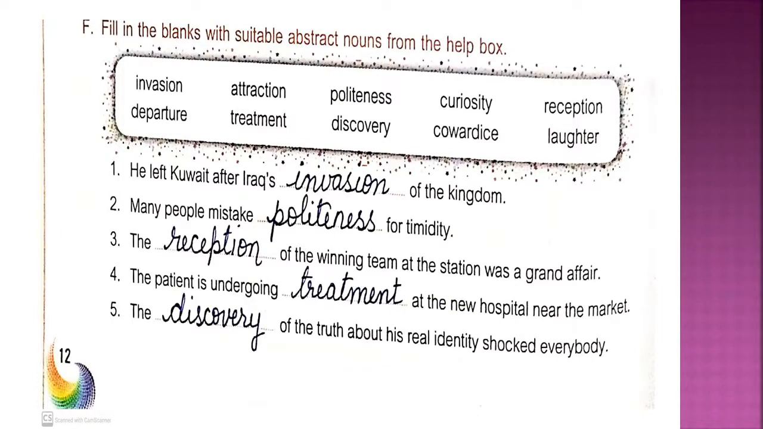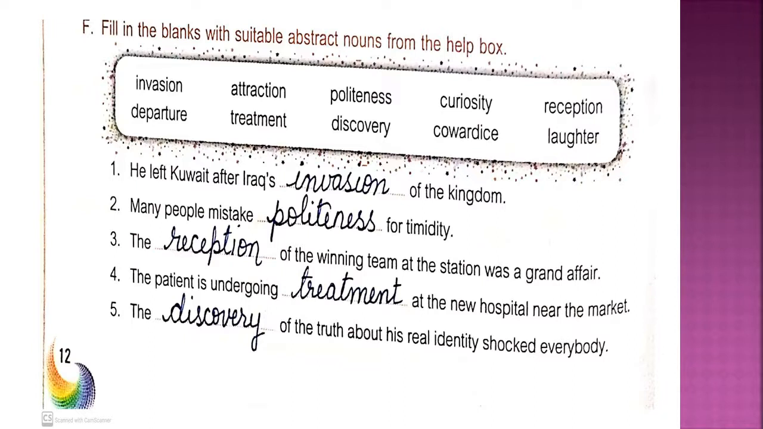Now let's solve the F main. Fill in the blanks with suitable abstract nouns from the help box. A help box is given to you, and with the help of the help box you have to find out the answers. He left Kuwait after Iraq's invasion of the kingdom. Meaning of invasion is forcefully entering and taking the control of another country. Many people mistake politeness for timidity. Meaning of politeness is showing good manners towards others.